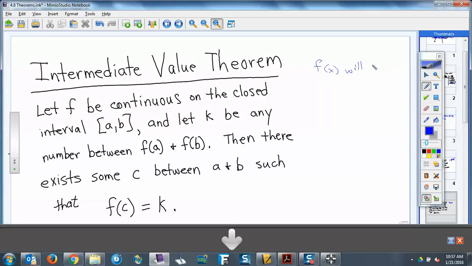F will hit all y values, and again, this would not be worth full credit on the quiz if you wrote this blue thing. Okay, this is just to let you understand what's going on. This is the last part I'm talking about, the then part, the conclusion. It basically says that f will hit all y values between f of a and f of b. Okay?